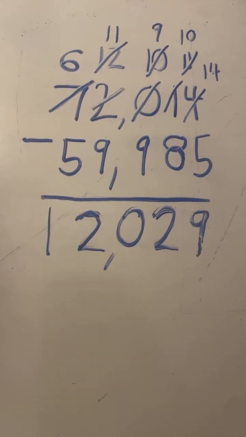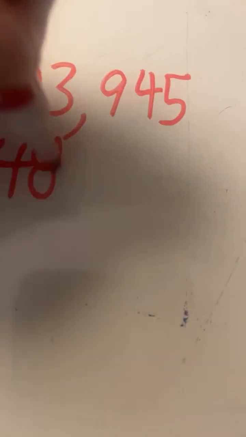All right, moving on to our next example problem here. I think I'm going to change markers because this marker looks like it's made its match here. 83,945 minus 48,712.